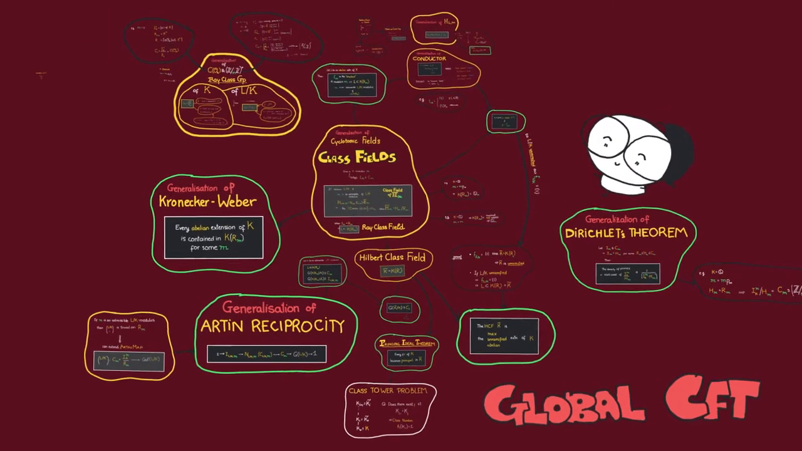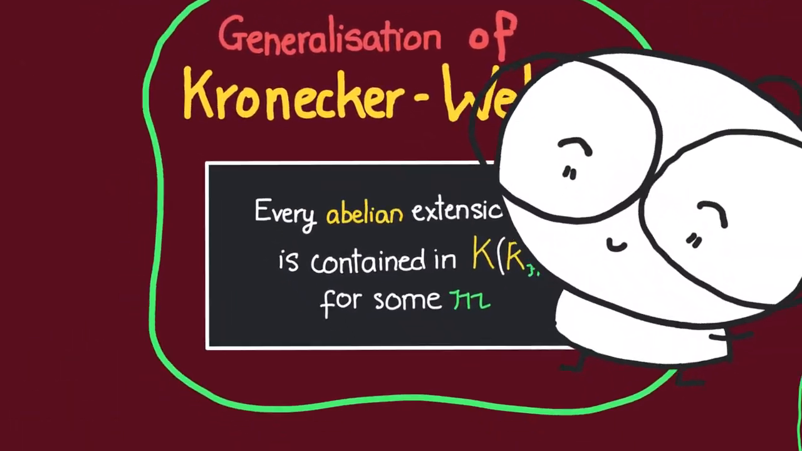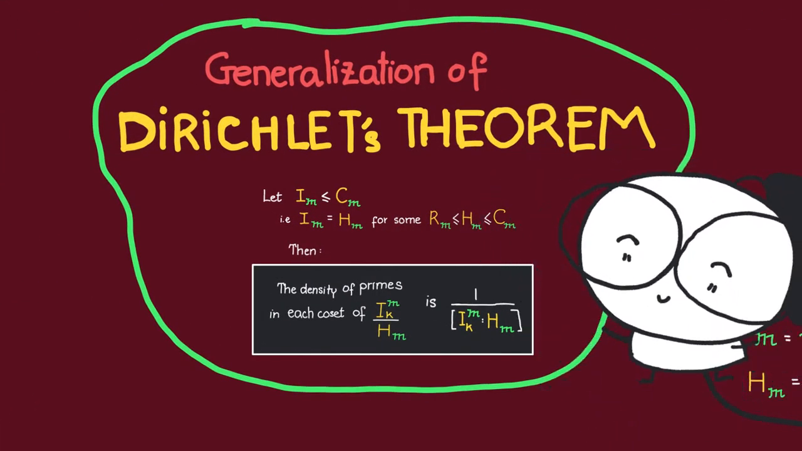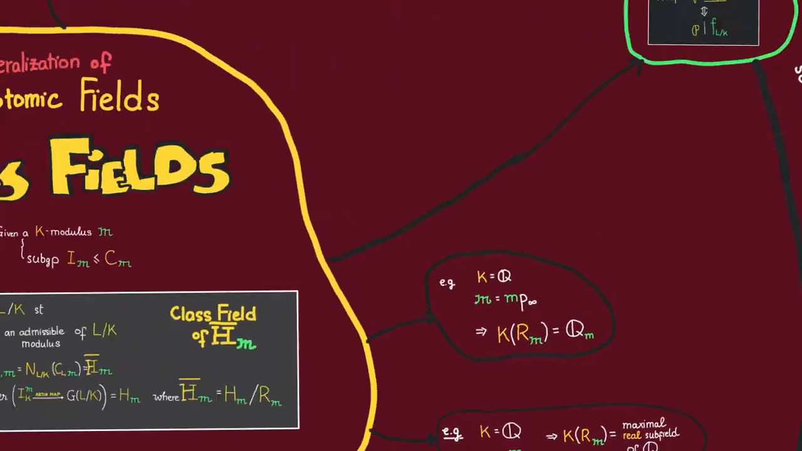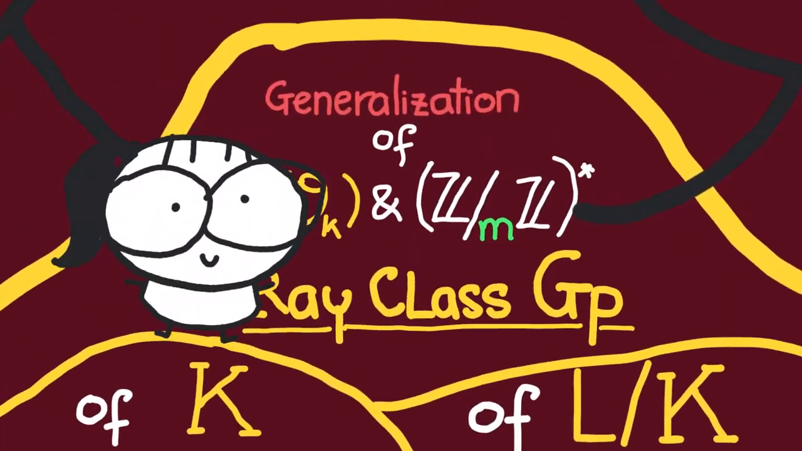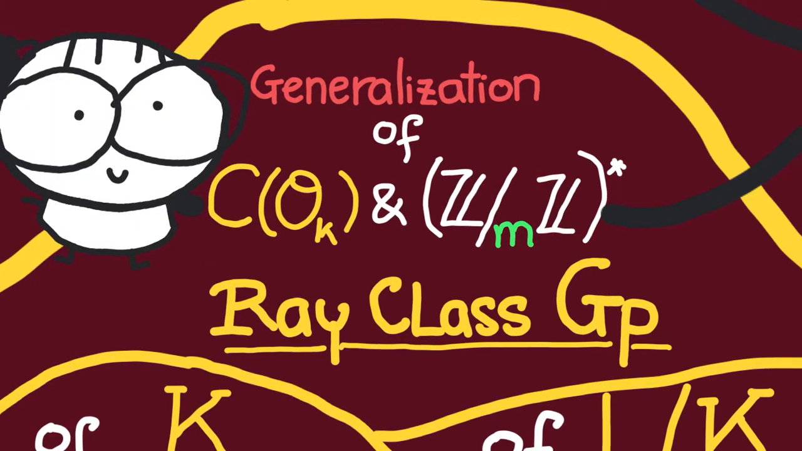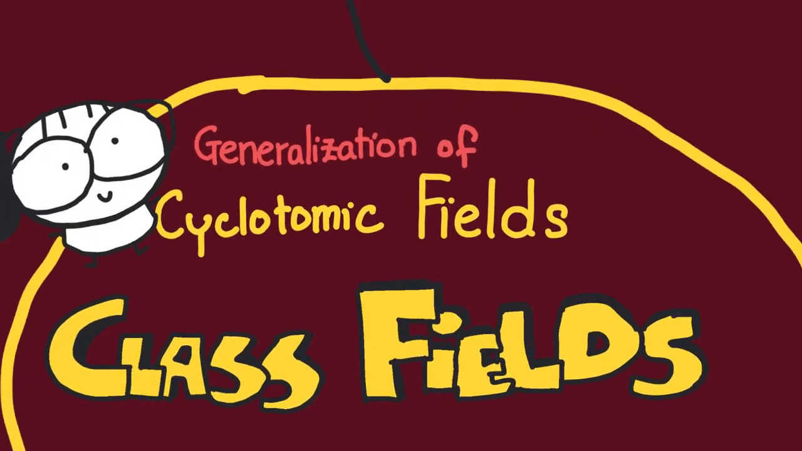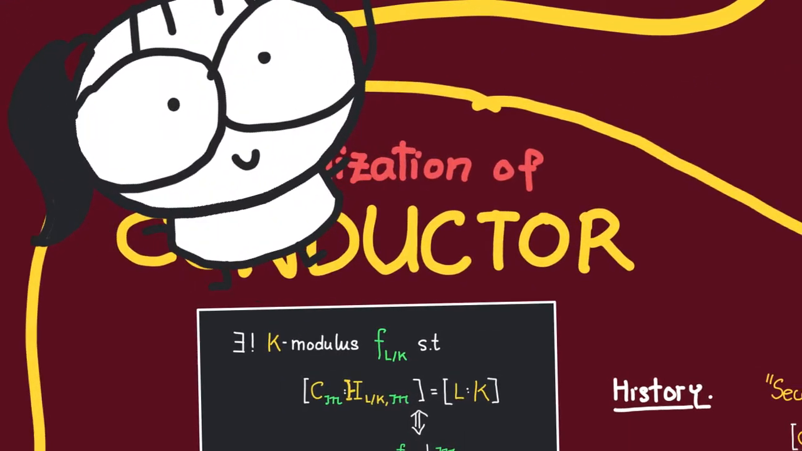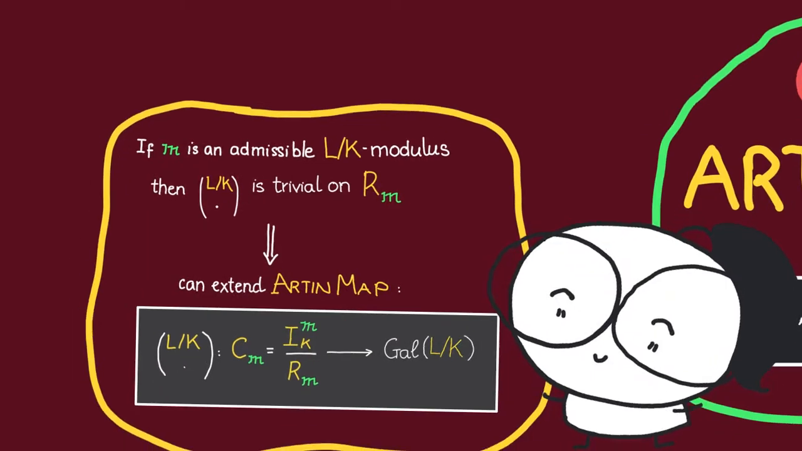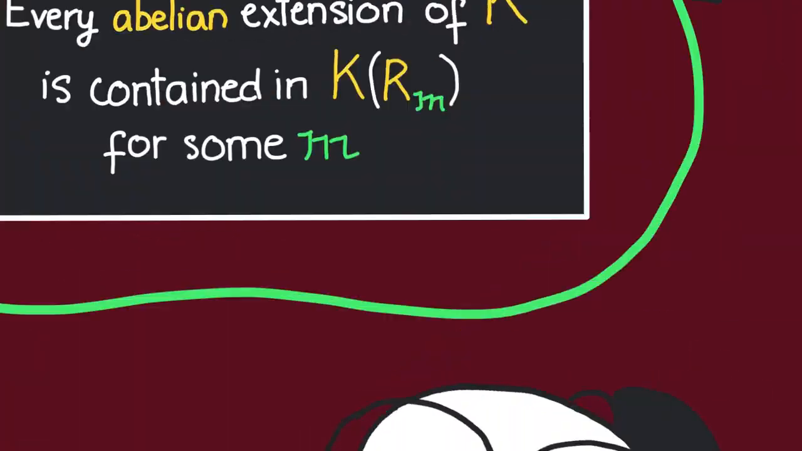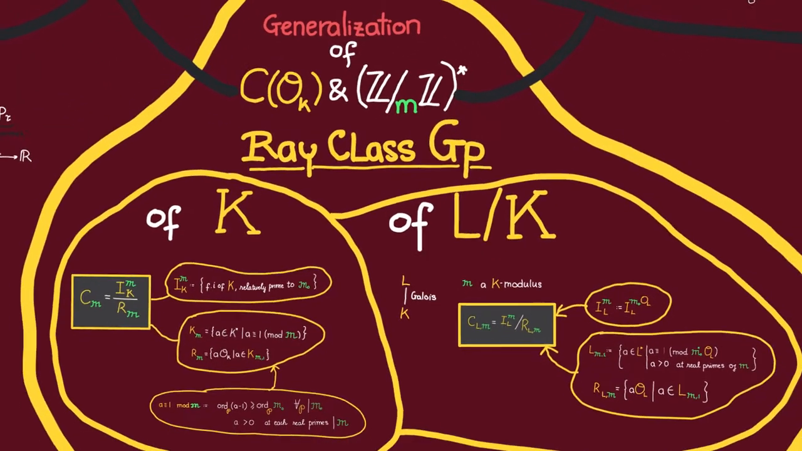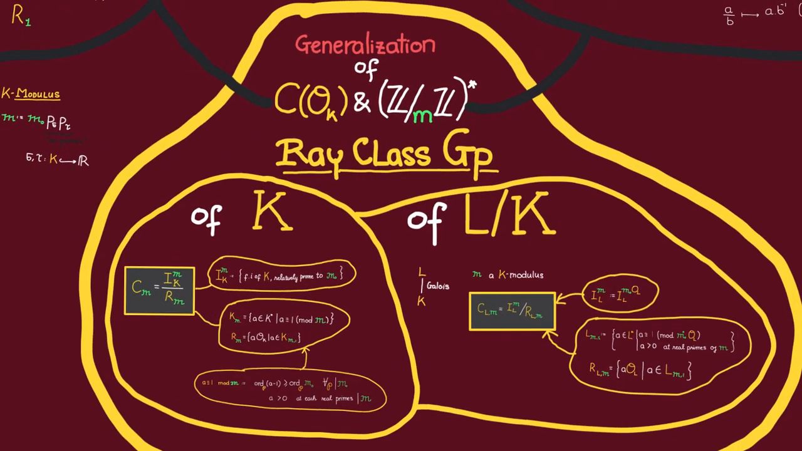To be more specific, we want to generalize Kronecker-Weber, Artin reciprocity, and Dirichlet's theorem on primes in arithmetic progressions. To that end, we need to generalize the notion of the ideal class group and also (Z/MZ)*. We will also need a generalization of the notion of cyclotomic fields, as well as that of conductor. Then for Artin reciprocity, we need a generalization of the Artin map and also a generalization of its kernel. So let us start with the generalization of the ideal class group and (Z/MZ)*.